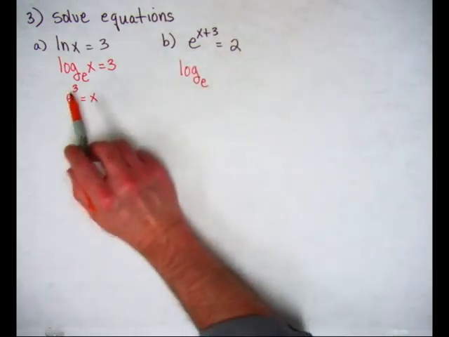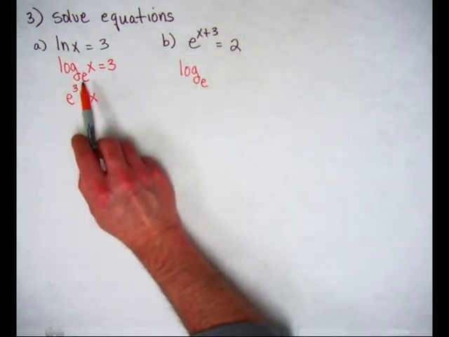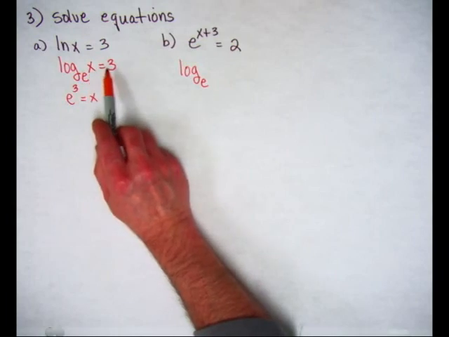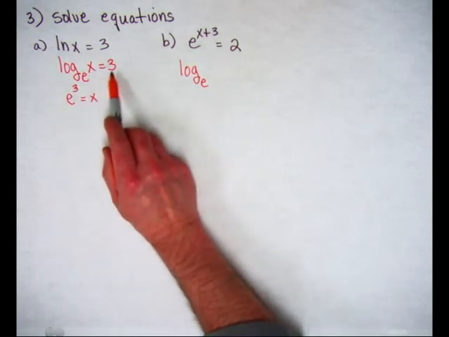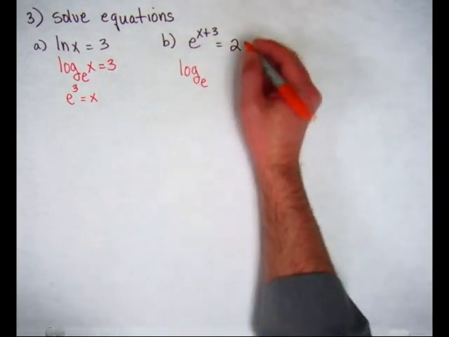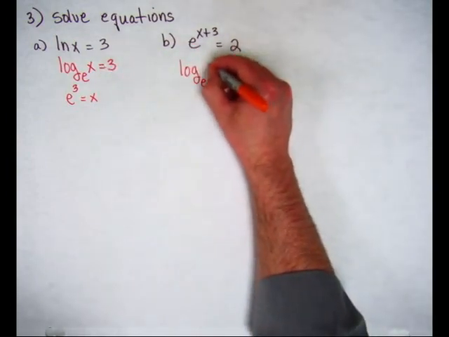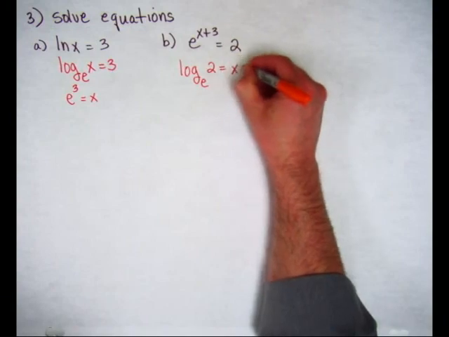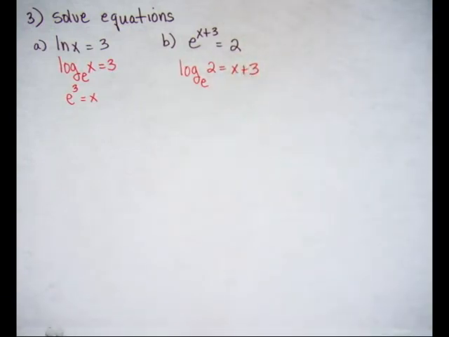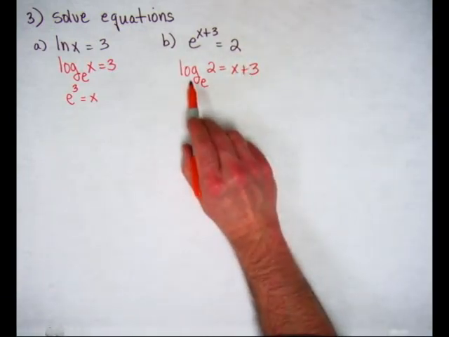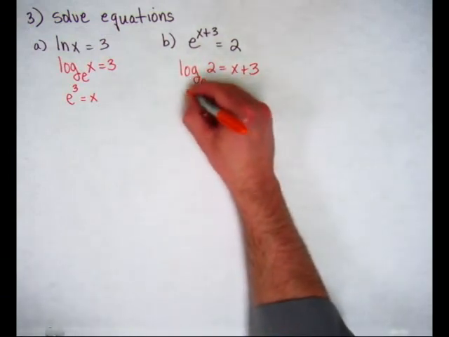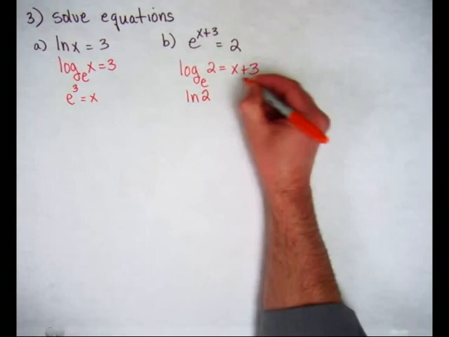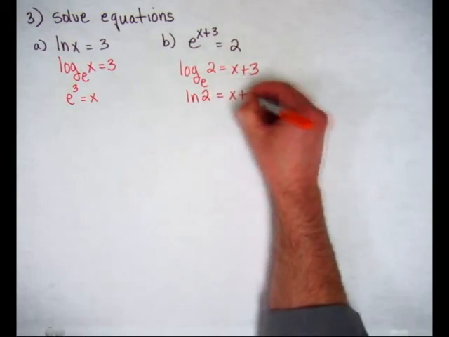So just like over here, we had log base E of x equals 3, which converts to e to the 3. So the answer to a logarithm is always the exponent. So this is going to be log base E of 2 equals x plus 3. The answer to a logarithm is always the exponent. Now, log base E is really just the natural log of 2 equals x plus 3.